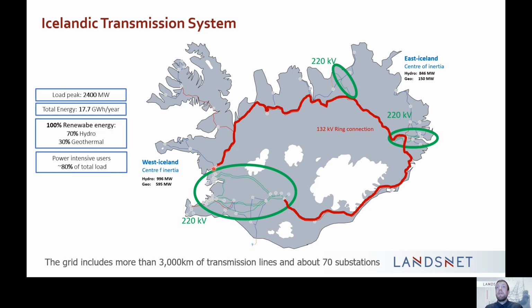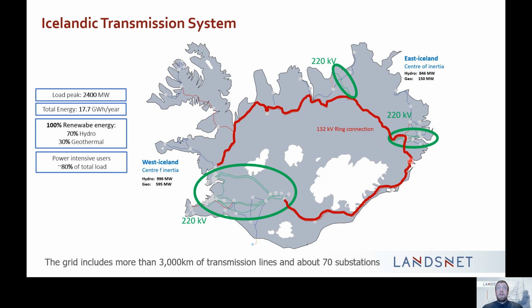So this is the Icelandic transmission system. It's an island in the middle of the Atlantic, and it consists of these maybe 3 to 20 kV systems, which are kind of the centers of inertia in our system. And it's very weakly connected with this 132 kV ring connection. And that's one of the problems we're having in the operation: how to deal with dynamic effects.